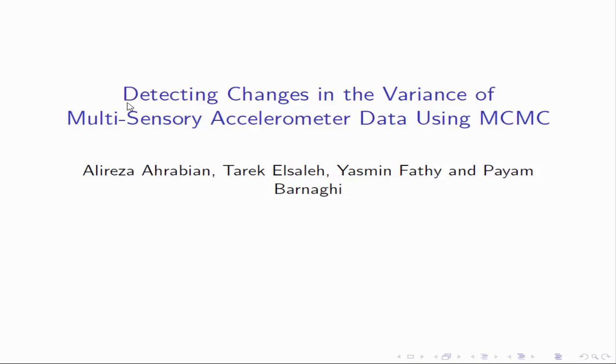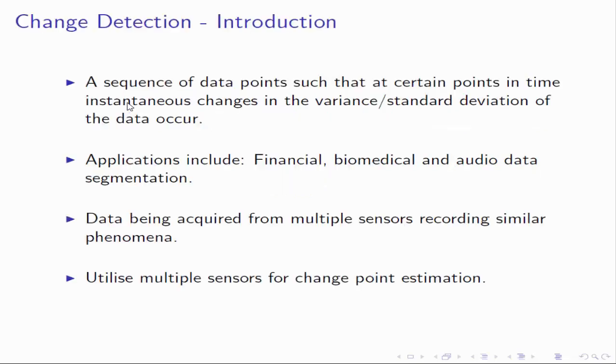Okay, so given a set of n data points, suppose that we have one segment where the variance is, say, 1, and in another segment the variance is equal to 2. At some time point t, this change actually occurs. Change detection is interested in detecting this particular time point. And this has applications in various fields: financial, biomedical, audio, and in particular we consider accelerometer data.